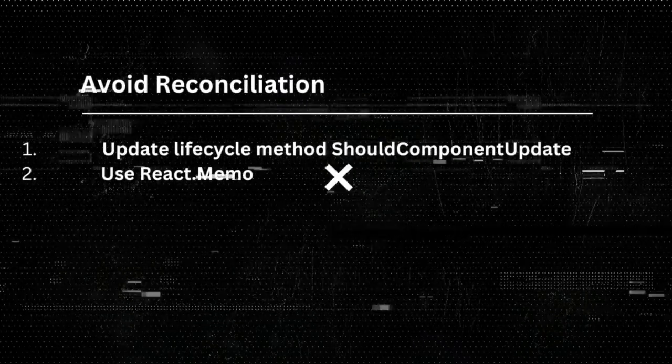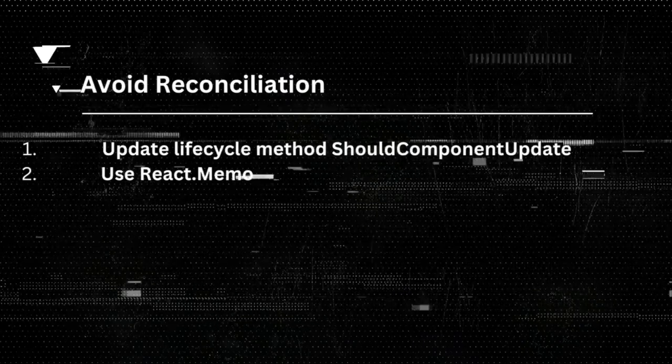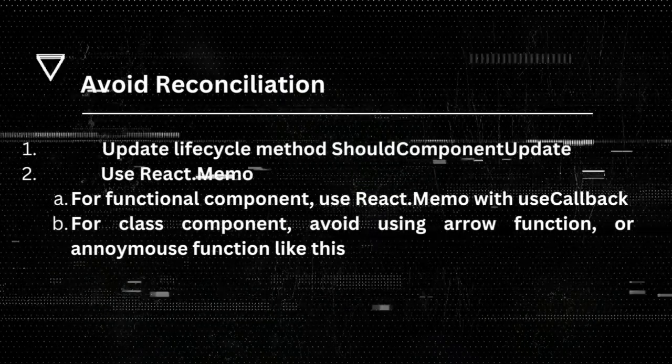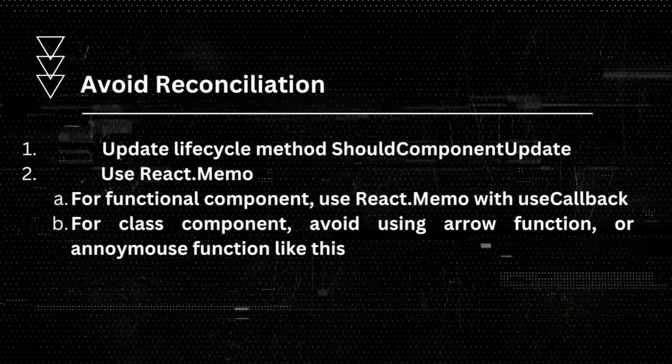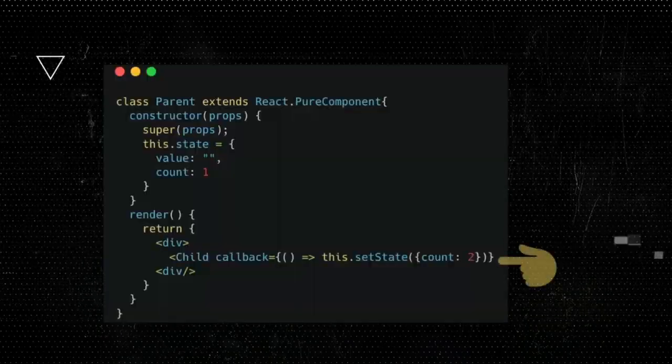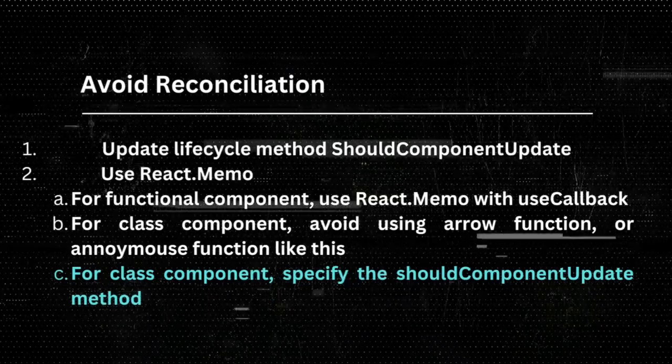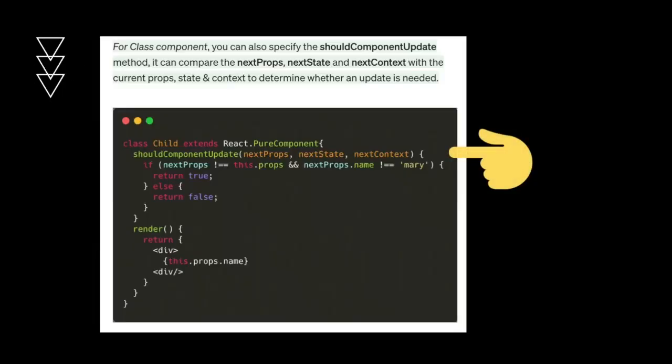The second approach is to use React Memo. For a functional component, we could use React Memo along with useCallback. For a class component, avoid using arrow function or anonymous function like this. For a class component, you can also specify the shouldComponentUpdate method. It can compare the next props, next state, and next context with the current props, state, and context to determine whether an update is needed.